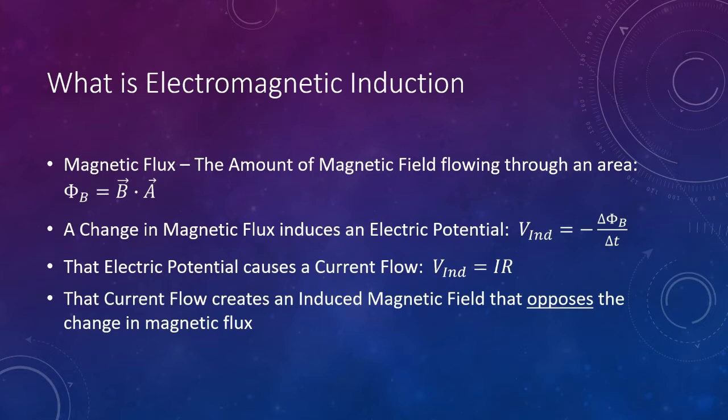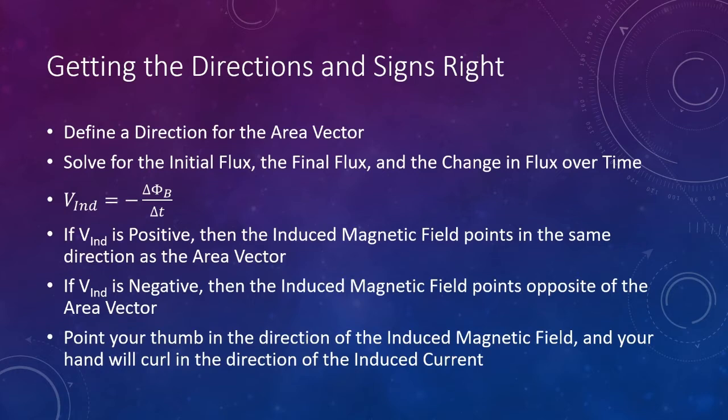So the starting point is the magnetic flux, which is a dot product of the magnetic field and the area vector. So the first thing that we need to do is define that area vector and define a direction for it. It doesn't matter if you make the direction, say, positive or negative, you just have to be consistent about it. Once you've defined that direction for the area vector, write it down somewhere because we're going to circle back to it. Once you've done that, you can solve for, say, the initial flux, the final flux, and the change in flux over time. Then your induced potential is going to be minus that change in flux over time.